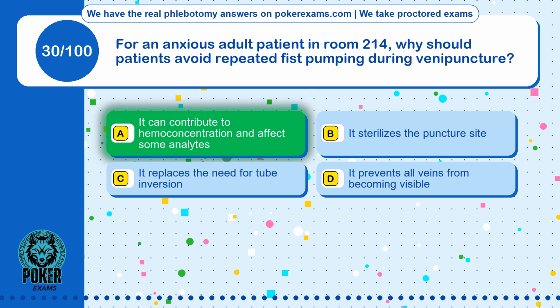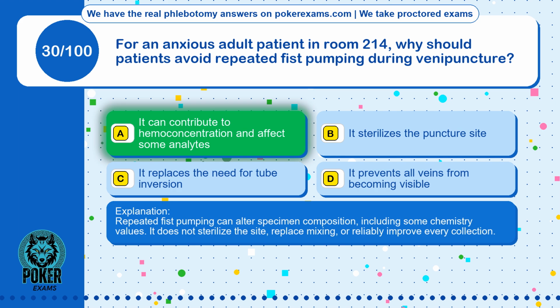The correct answer is option A. It can contribute to hemoconcentration and affect some analytes. Repeated fist pumping can alter specimen composition, including some chemistry values. It does not sterilize the site, replace mixing, or reliably improve every collection.